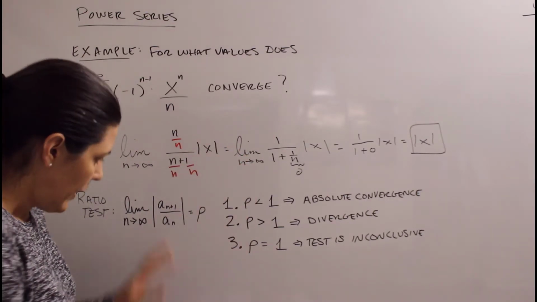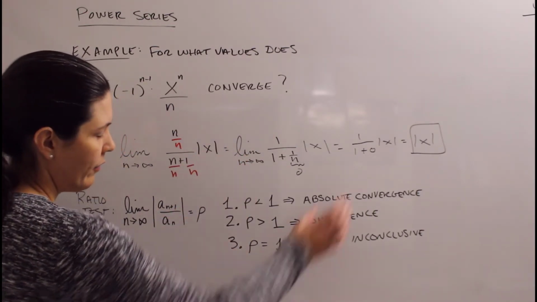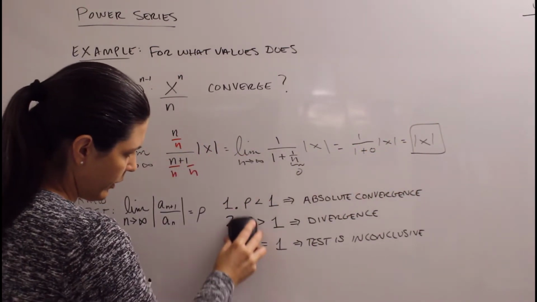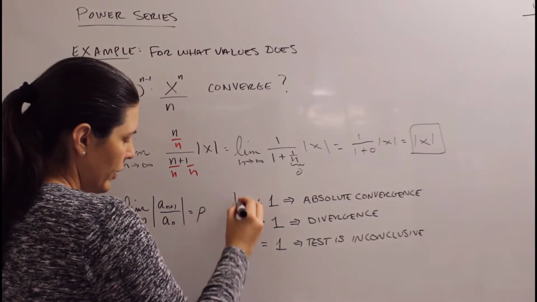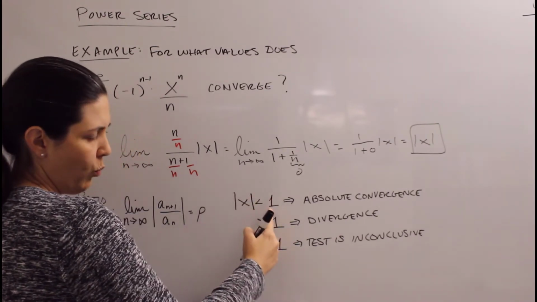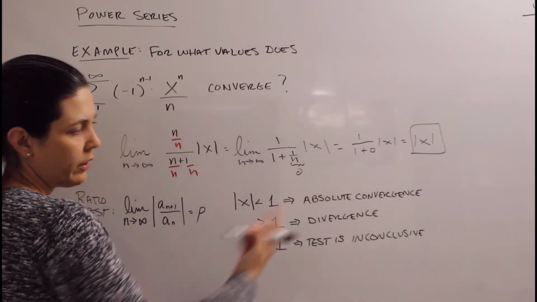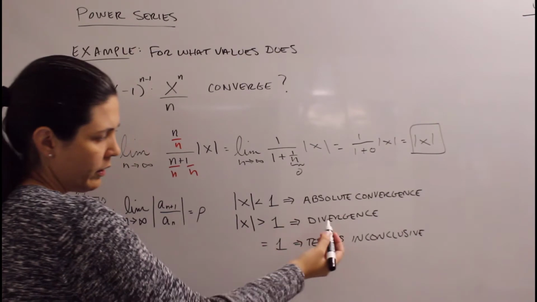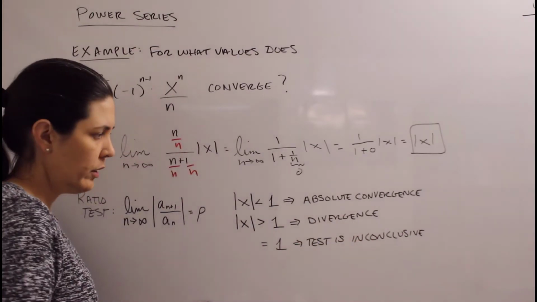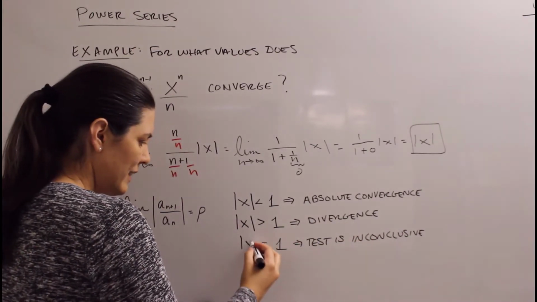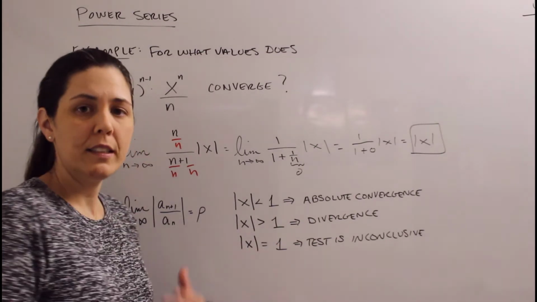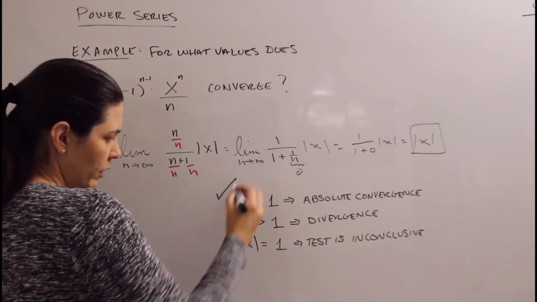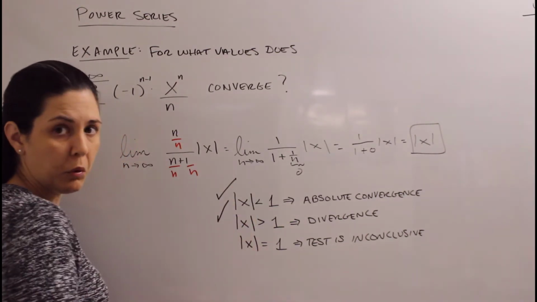And so let's work with what I have written here. We have that our limit outcome was absolute value of x, so we can say that when absolute value of x is less than 1, this series converges absolutely. When absolute value of x is greater than 1, this series diverges. And then when absolute value of x equals 1, this test doesn't tell us enough information. So this is good, but we need to explore this last part.